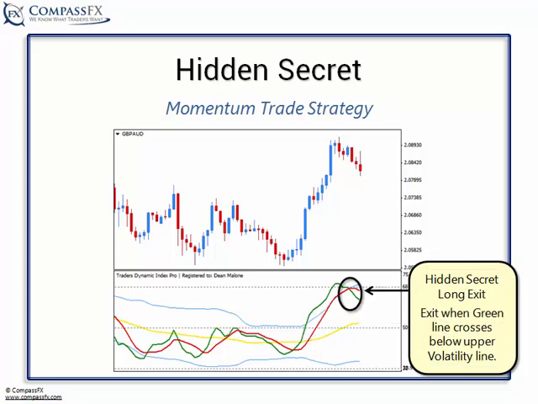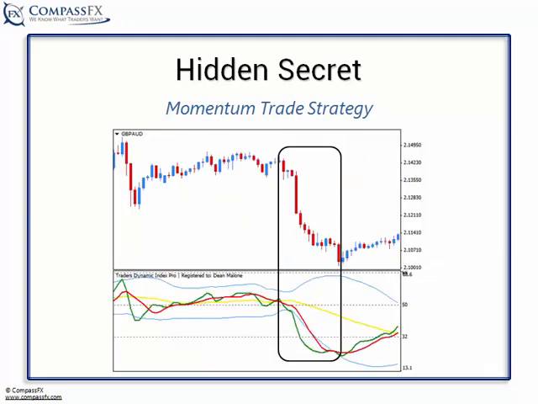When it comes to the exit, as I mentioned a moment ago, we're going to be looking for that green line to roll back over and cross the blue volatility band. It's not nearly as important to cross the red line because the red line may not be up as high as it is in this case. But what we're going to be looking for is that green line crossing back below the blue volatility line. This puts our exit near the highest point of the trade.